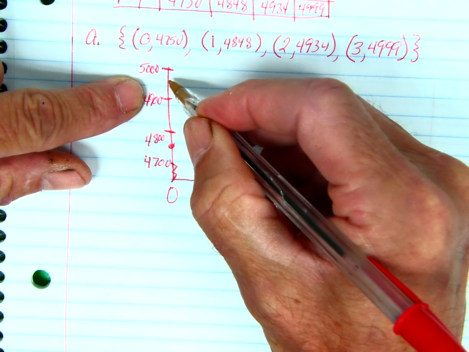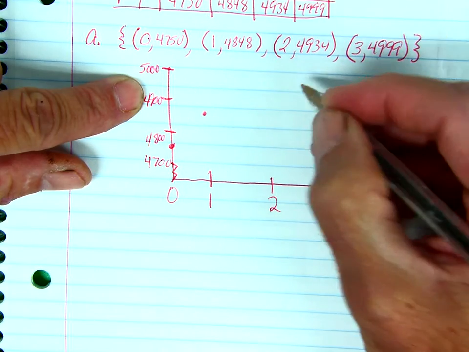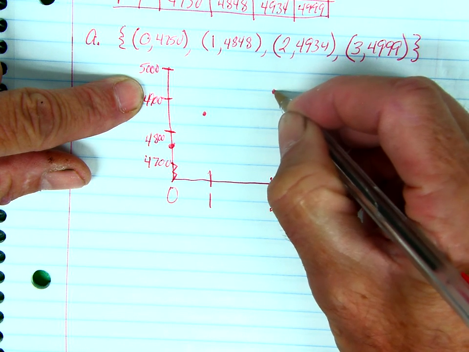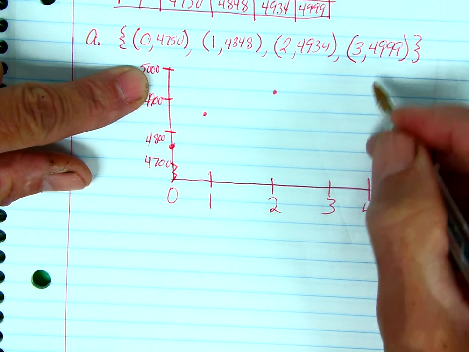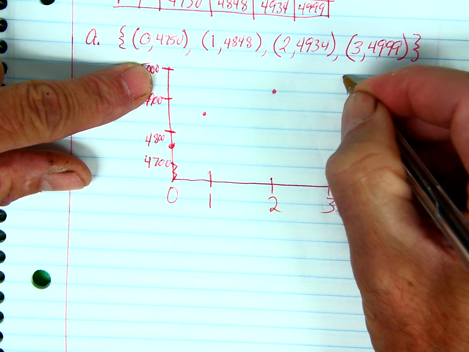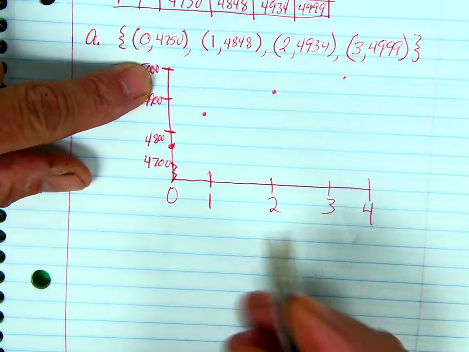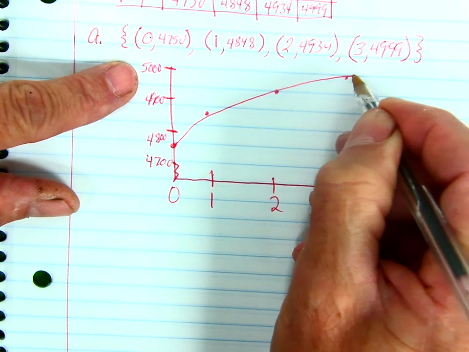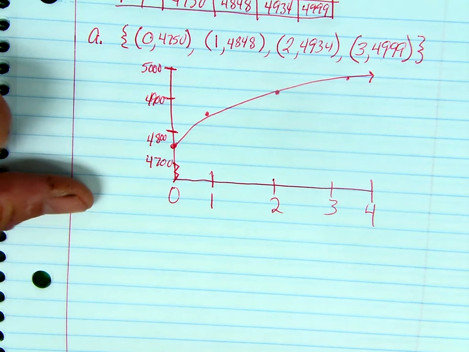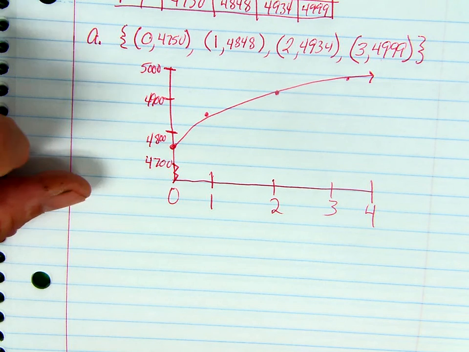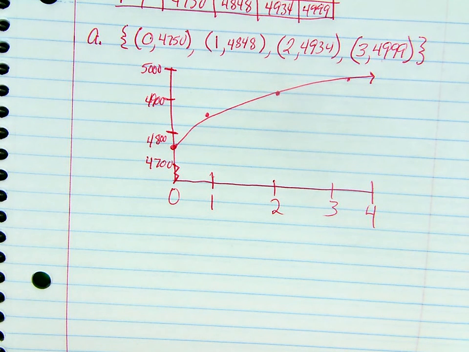That's not going to be halfway. It'll be less than that. So maybe right around there. And then 3, 4,999. It's going to be right under the 5,000. Continuous graph. It's not linear, it makes a curve. That's just beautiful.